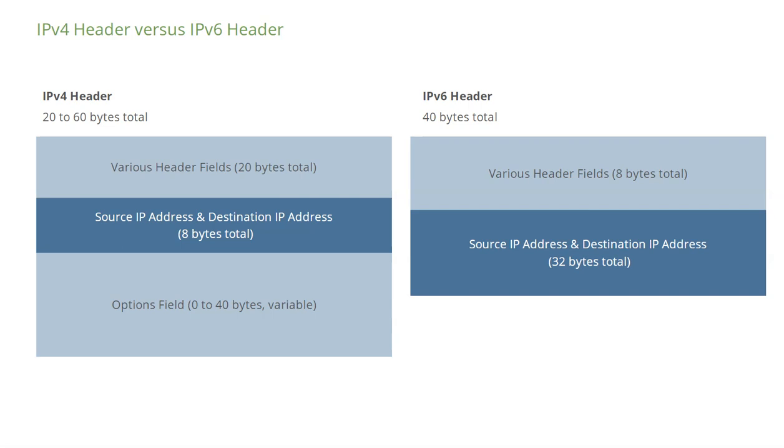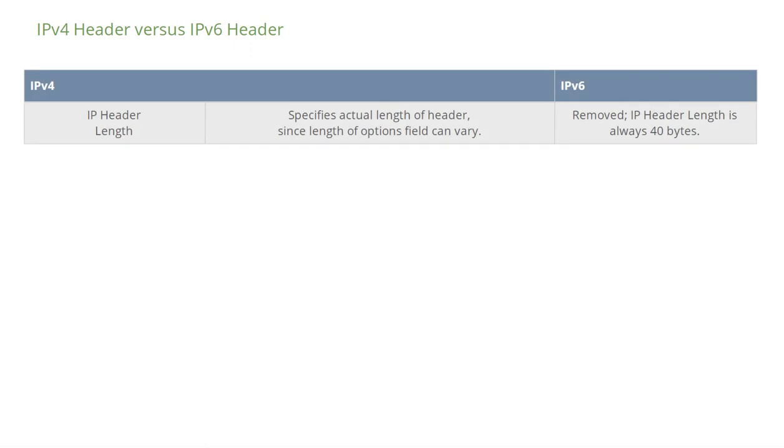Because IPv6 addresses are much longer, the source and destination IP addresses take up much more of the header. However, other fields that were included in IPv4 are eliminated in IPv6, decreasing the space needed for the rest of the fields in the header. Let's look at some of the fields that were removed. The IPv4 field IP header length was removed in IPv6 since the IP header length is always the same.